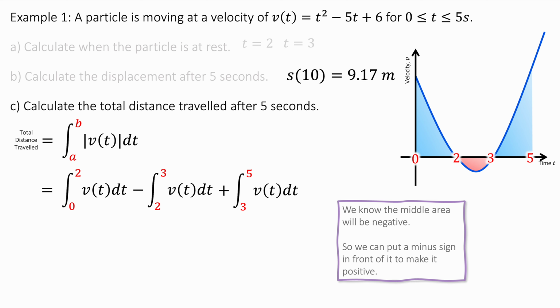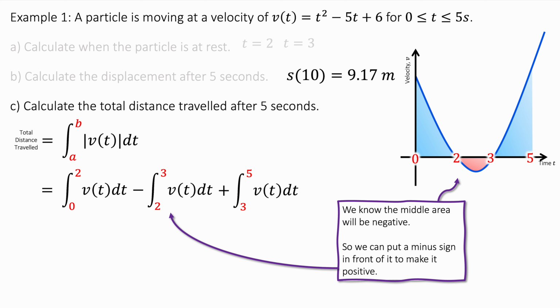I can do this as 3 separate integrals: between 0 and 2, between 2 and 3, and between 3 and 5. The middle integral, between 2 and 3, we know is a negative velocity. So to make it positive, we'll subtract everything in that integral, making a double negative, which will make it positive. I'll say that again. That middle integral between 2 and 3 is negative. You can see it on the graph where it's red.